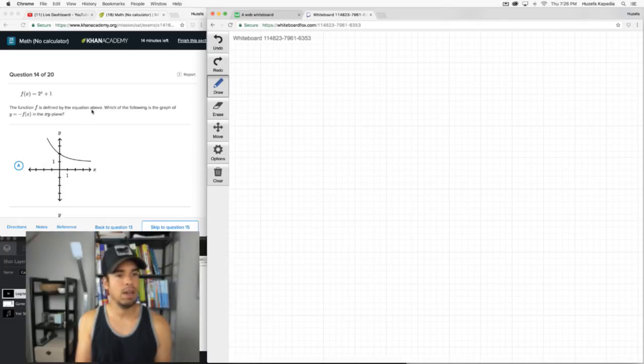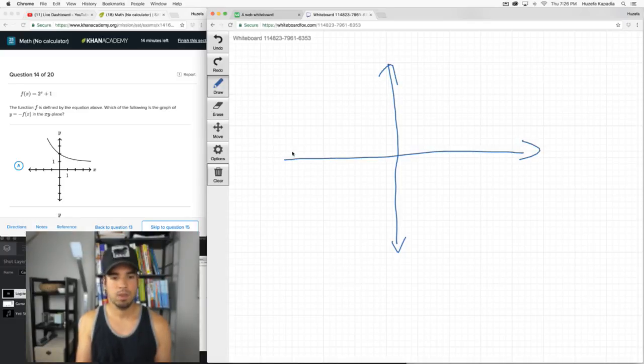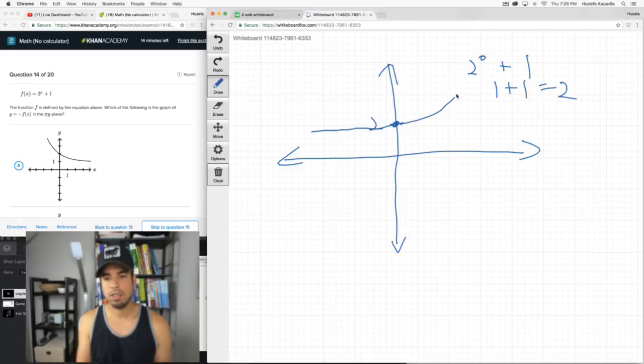All right. Next, we got this. The function f is defined by the equation above. I'm going to sketch that one first. So it's an exponential equation, f of x equals 2 to the x plus 1. Now, where do we start? We want to start with our y-intercept. When it's to the 0th power, 2 to the 0th power is 1. 1 plus 1 equals 2. That means this is 2 right here. And it's an exponential function, which means it's kind of rising like this.